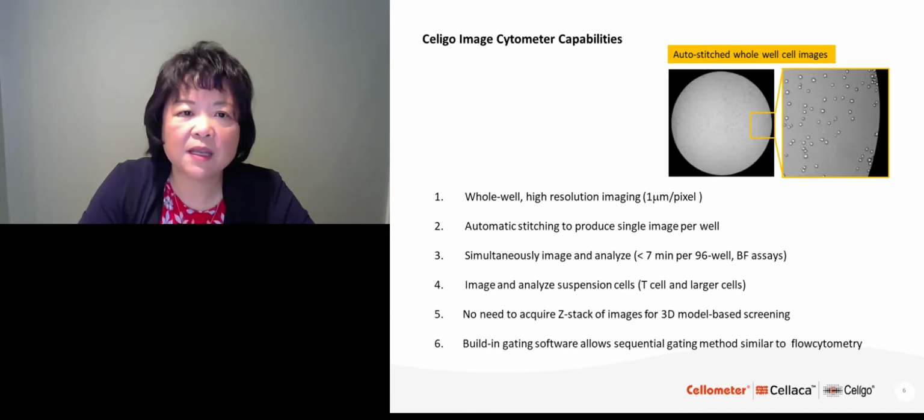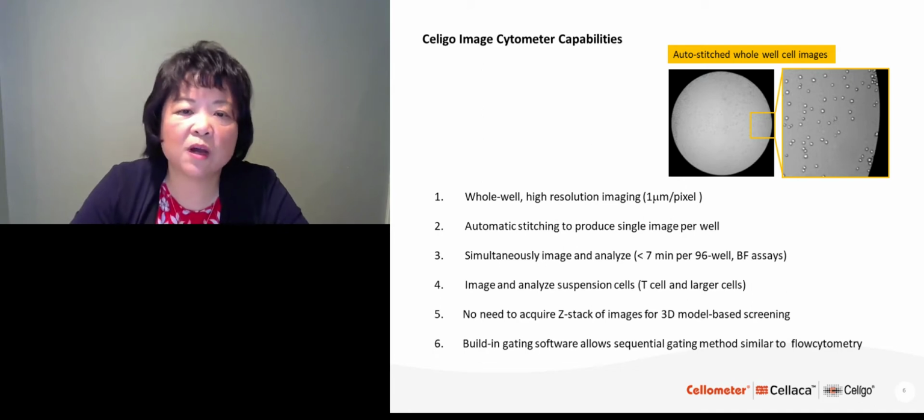So what capabilities do these designs bring us? It brings us auto-stitched whole-well cell images at 1 micron per pixel. You hear me repeating the 1 micron per pixel. The significance is it allows us to quantify very small cells.